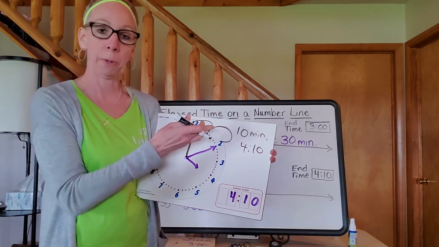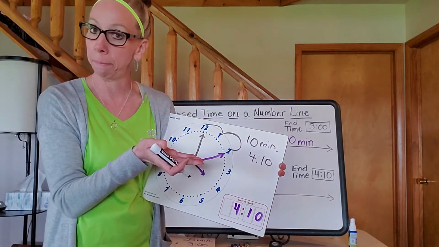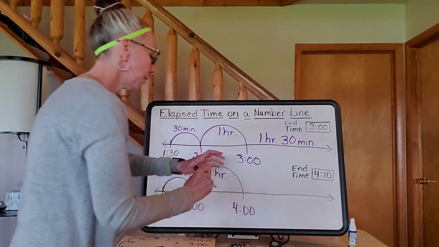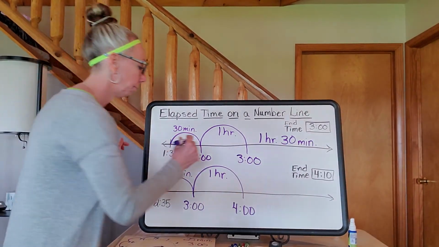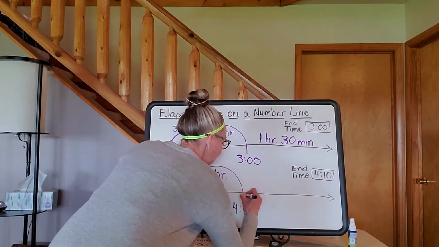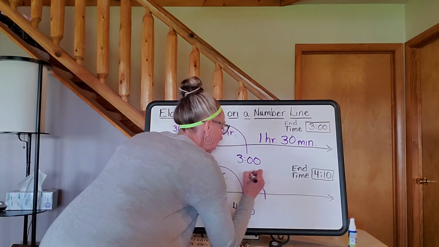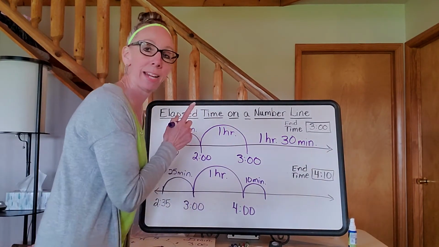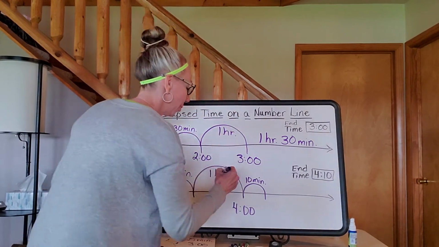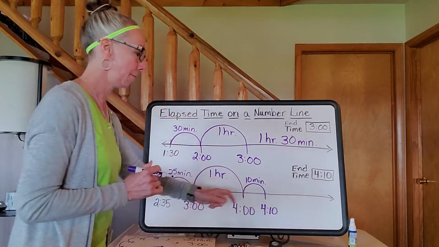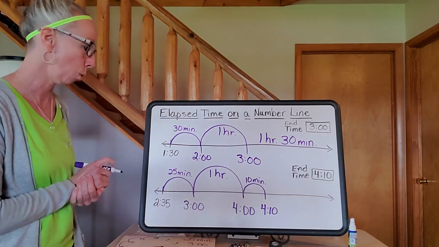So how much did we have to make a hop for? 10 minutes, that's right. So now we have to add a 10-minute hop to our timeline. It's going to be a little hop because it's only 10 minutes. So 10 minutes. So now, oh, what time is it? You got it, 4:10, we're there. We have arrived at our end time of 4:10.